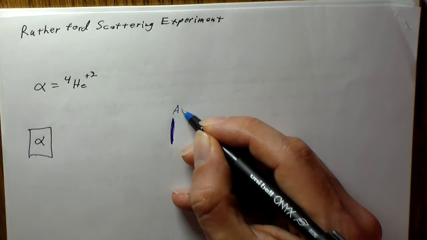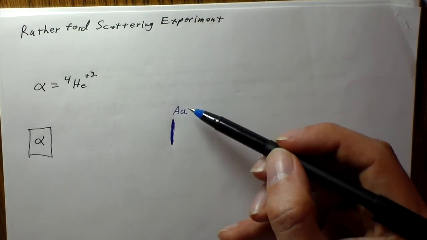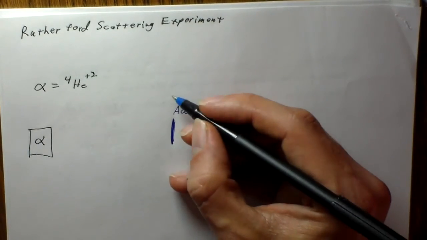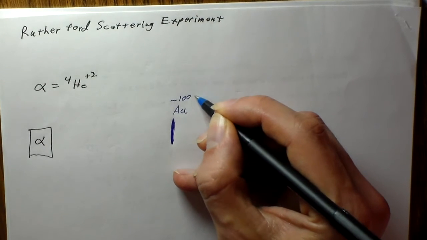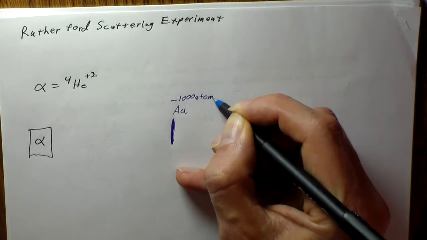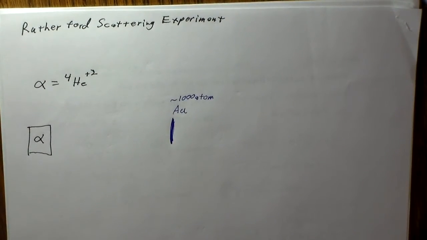Okay, so these would come through, and then over here we'd have a little thin foil of gold. Okay, so this is gold. And this is very, very thin. It's on the order of around 1,000 atoms or so. So this is a very thin foil of gold. And the reason we use gold here is if you've ever done anything with gold leaf, you may be familiar with that.